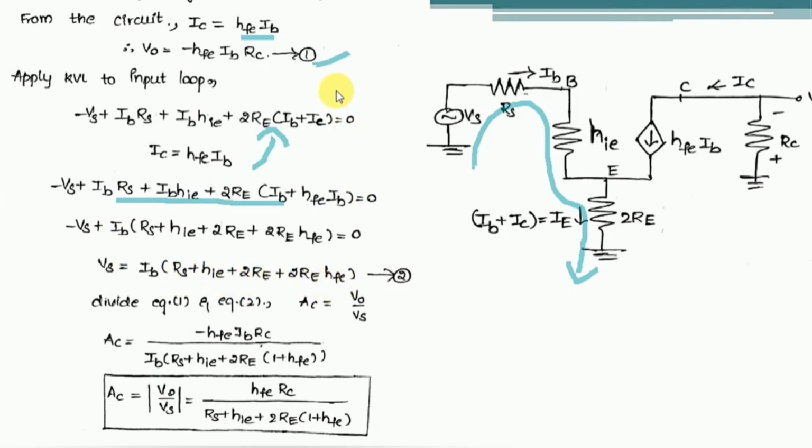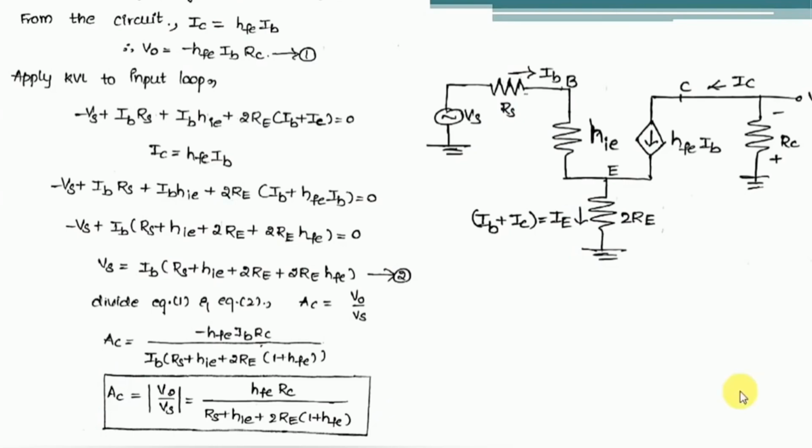Now divide equation 1 by equation 2. Finally we will obtain the common mode gain AC as HFE into RC by Rs plus HIE plus 2RE into 1 plus HFE. Here this RE is nothing but a feedback resistor or an emitter resistor. If you increase the value of RE, then the denominator will increase and finally the common mode gain will decrease. If there is a decrease in the common mode gain, then the system performance will be better because of the high common mode rejection ratio.